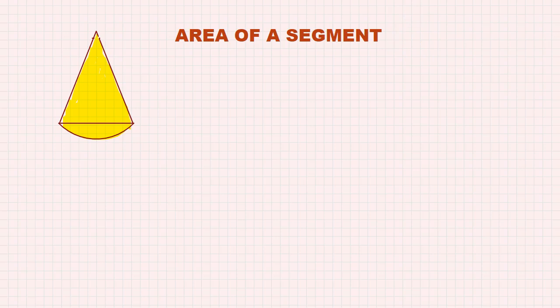Now how to calculate the area of a segment? Now this is a sector of a circle. O is the center and AB is the minor arc. So this is a sector. We know that the area of a sector is equal to half r squared theta, where r is the radius and theta is in radians. This is the complete area.